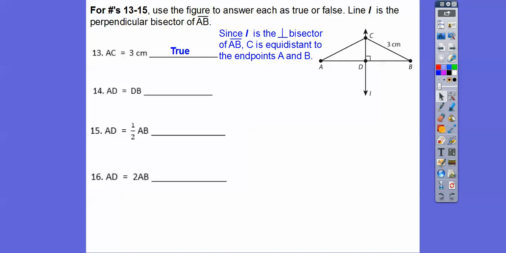Okay, and then this guy says AD equals DB. Okay, this side equals this side. Well, that's true because it's a perpendicular bisector. That has to be the midpoint right there.